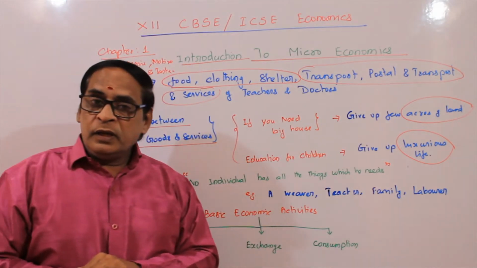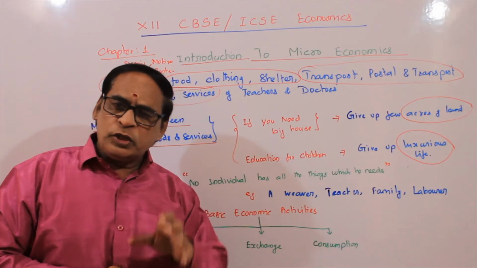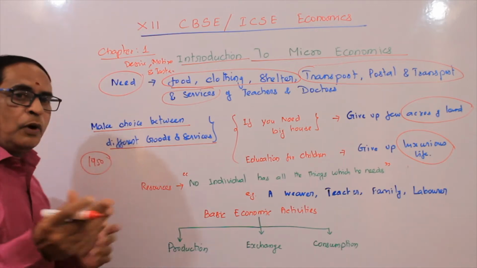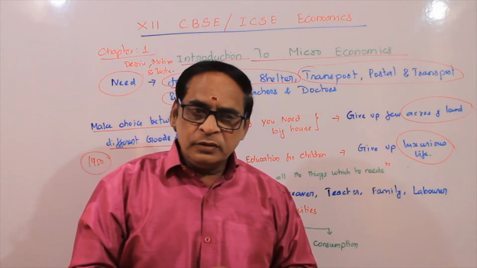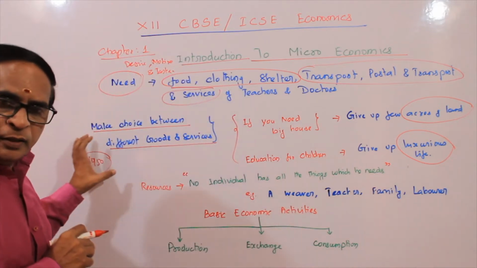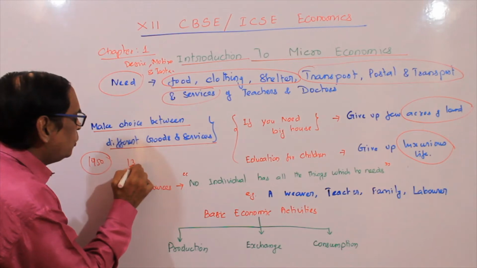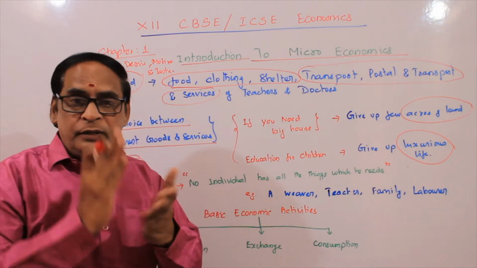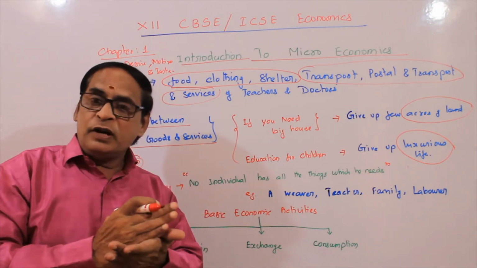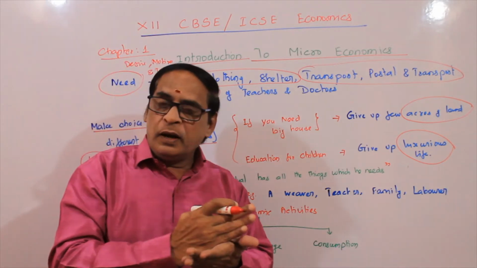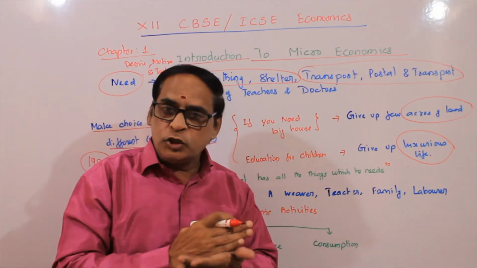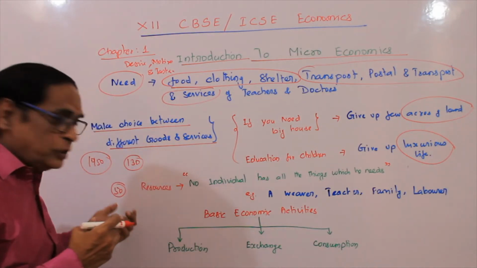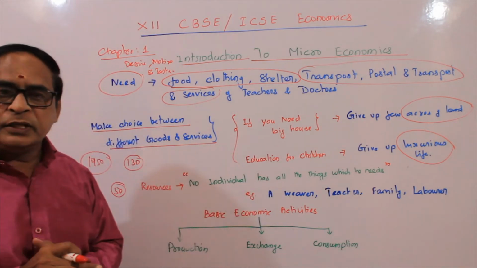And then resources. Normally, each and every resource is limited. Before independence, before 1950, the population was around 40 to 50 crores. What would be the population now? The population is 130 crores. Before it was only 50 crores, so the population is going on increasing. But the same land, same water sources, same ocean, same forest and other natural resources are all limited. So with the limited resources, we have to distribute all the goods and services to the total existing population.